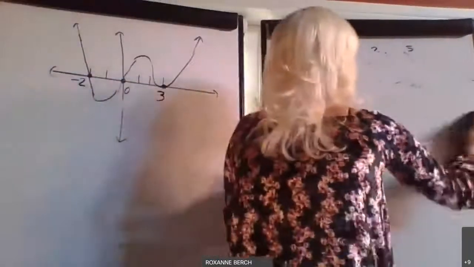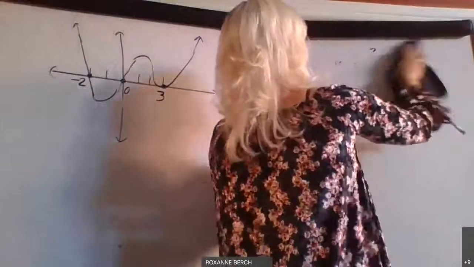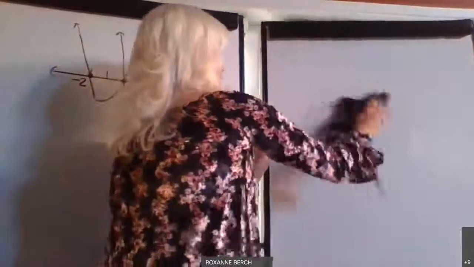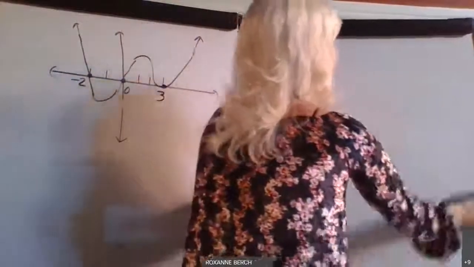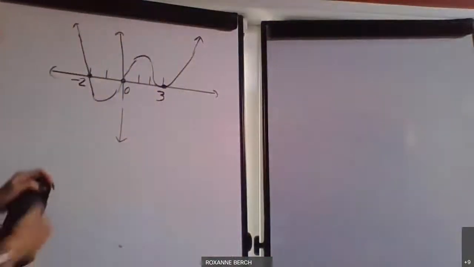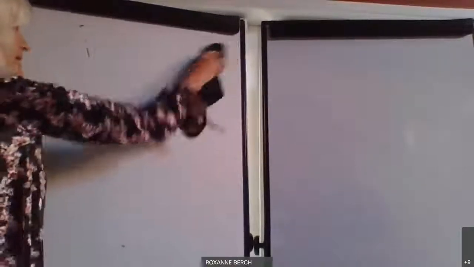So the multiplicity, you guys, is how many times it shows up. If it shows up 7 times, it means that it crosses. If it shows up 4 times, it means it touches and turns. So if it shows up an even number of times, it touches. If it shows up an odd number of times, it crosses.